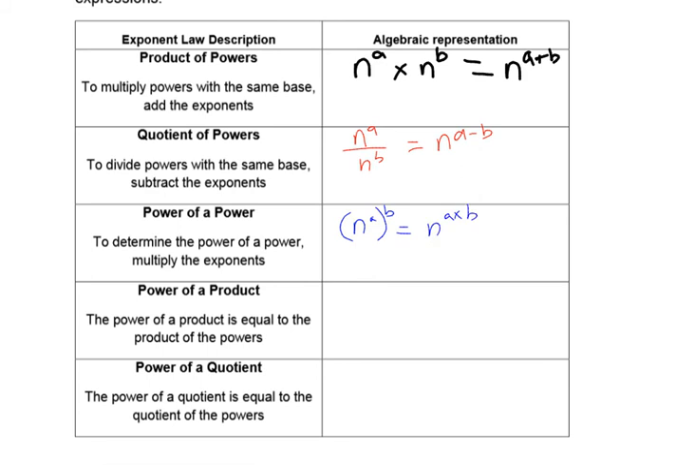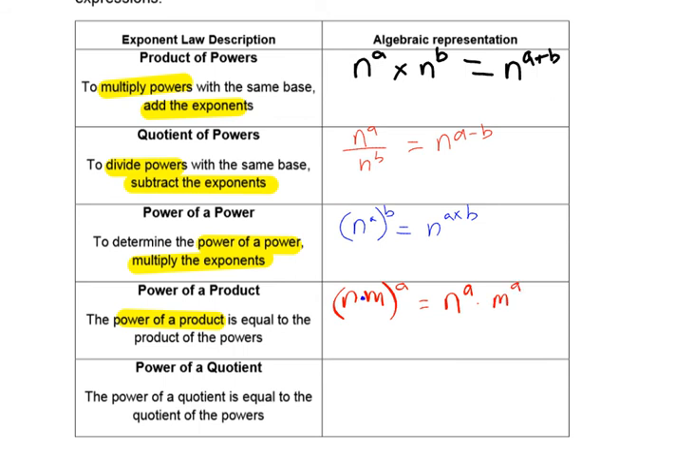We should highlight here the important information. You multiply, add the exponents, divide, subtract the exponents. Power of a power, multiply. Now we got a power of product. If you got a power of product, you apply that exponent into both. So you got n m to the a. That's going to give us n to the a times m to the a.